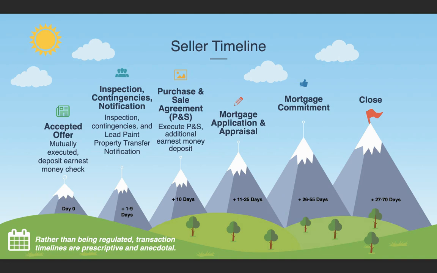Within that 10 business day period following offer acceptance, there will be an inspection deadline. Inspections can usually be performed in 1 week following the offer acceptance date, but the deadline to notify the seller of any problems should be no later than the day before the purchase and sale agreement deadline date. And obviously, the seller would prefer sooner.